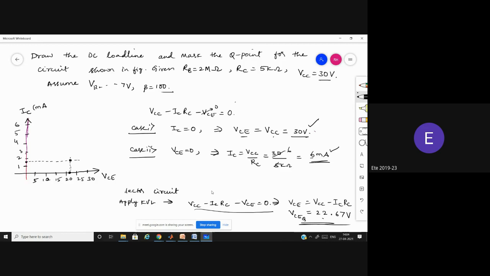And now take out the DC load line. So the DC load line values we need to plot. So 6 milliamps is our maximum current, and 30 volts is our maximum voltage. Okay, so this is how we need to plot, and this is our DC load line, and this is our Q point. Till here you need to do. Any doubt in this?